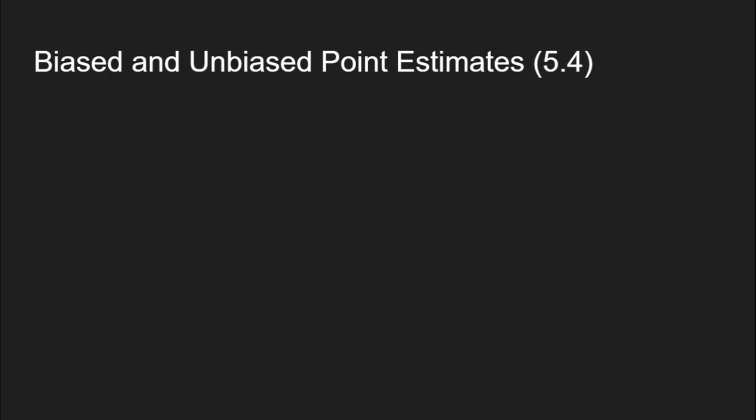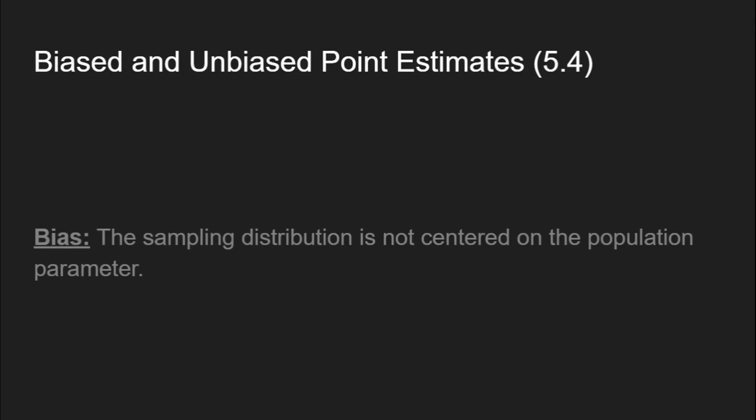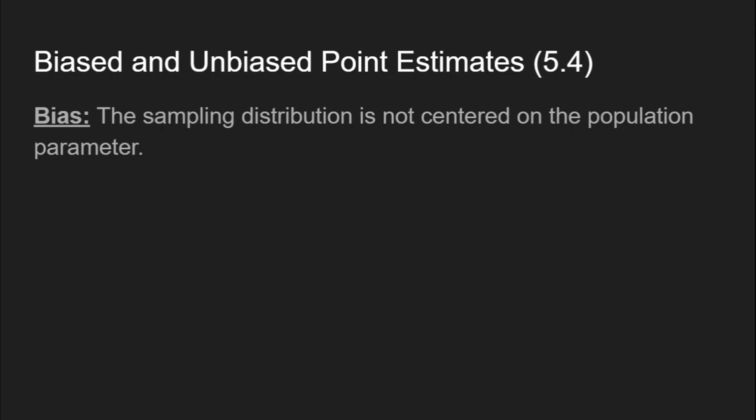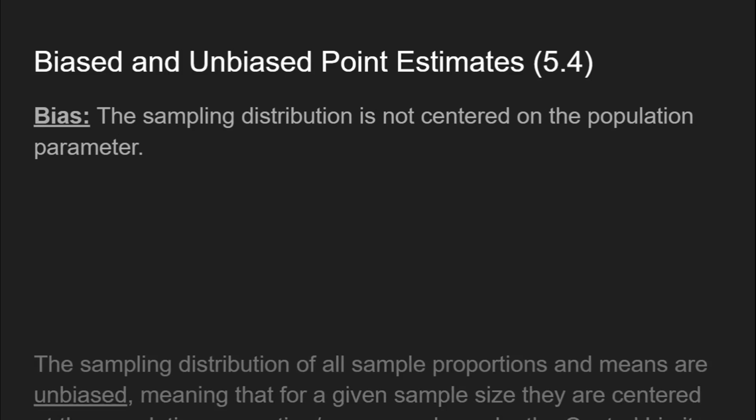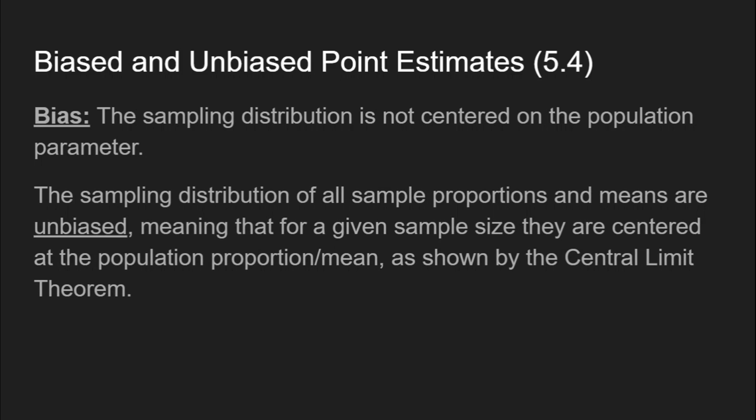So, in the context of sampling distributions, bias means that the sampling distribution is not centered on the population parameter. Therefore, the sampling distribution of all sample proportions and means are unbiased, meaning that for a given sample size, they are centered at the population proportion or mean. We know this is true because of the central limit theorem that we have just discussed.